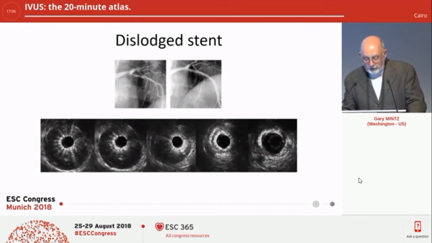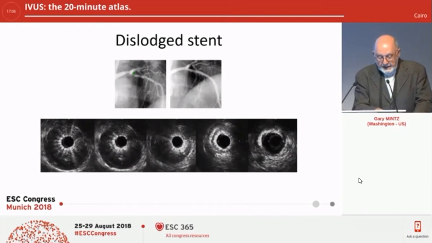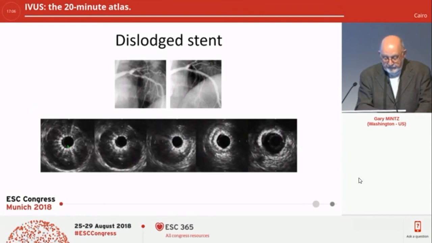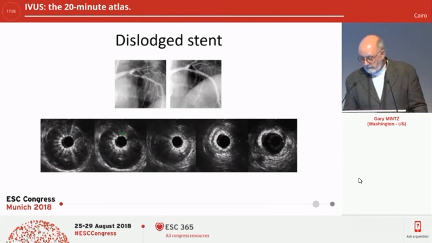Sometimes stents come off the balloon. This is an example. Stenting this osteal LAD looks pretty good angiographically. The stent ran into the calcium. The stent got stripped off the balloon, and you see it floating freely in the left main, totally unexpanded.